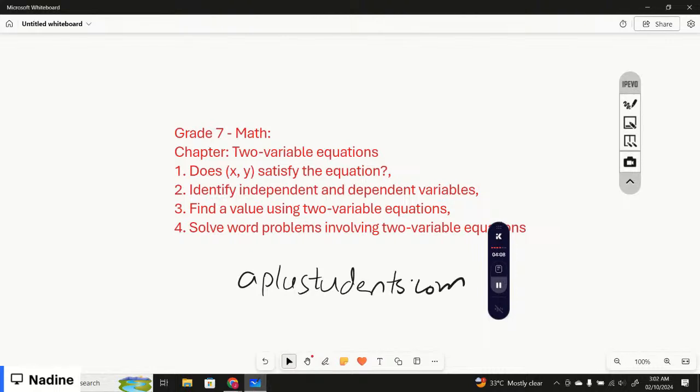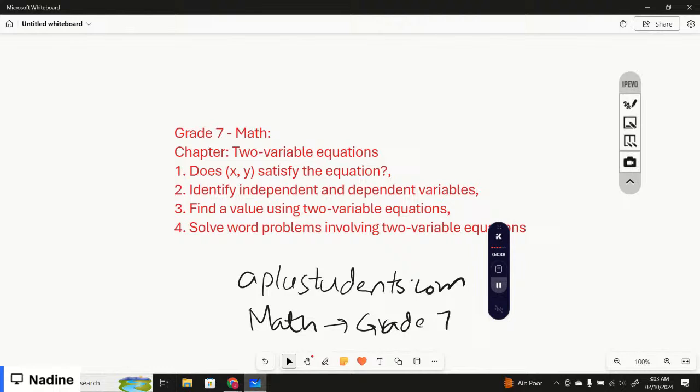You have to log in there using your email address and password as provided by the administrator. Then you have to select math from the subject tab, scroll down to grade 7 math and then click on view all lessons. There you can find a list of the chapters. We are going to start with chapter 2, two variable equations.